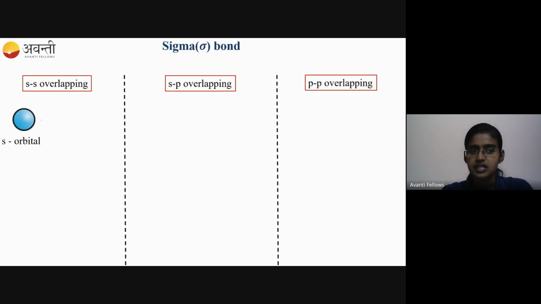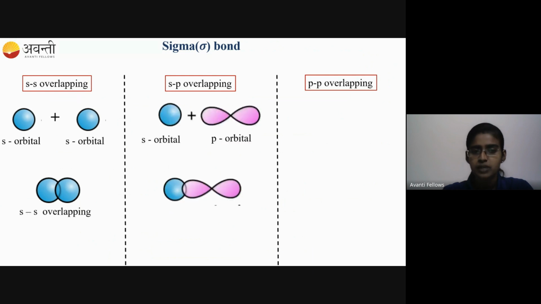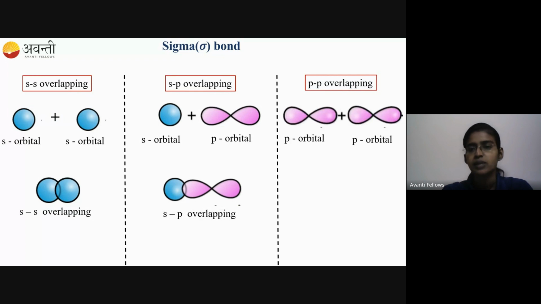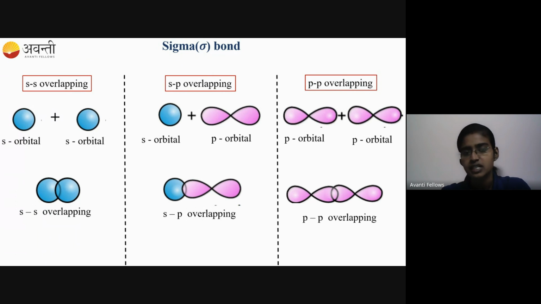In case of s-s, the shape of the s orbital is spherical. So one s orbital will overlap with the other s orbital and it leads to the sigma bond. If one s orbital combines with one p orbital, they are overlapping in a head-on manner, right? So it leads to the sigma bond with s-p overlapping. When two p orbitals come along the internuclear axis, and the heads of both p orbitals overlap, that leads to p-p overlapping. All these three result in the formation of sigma bond.